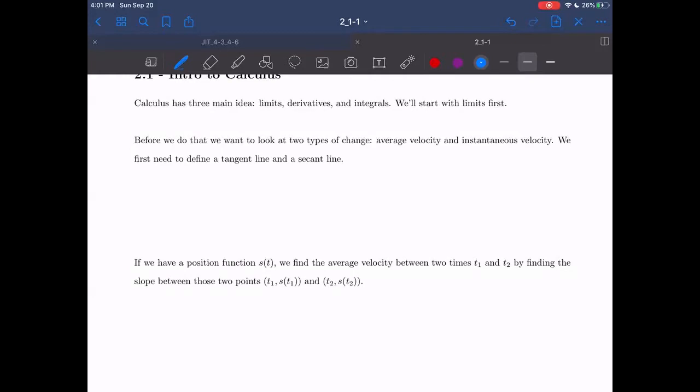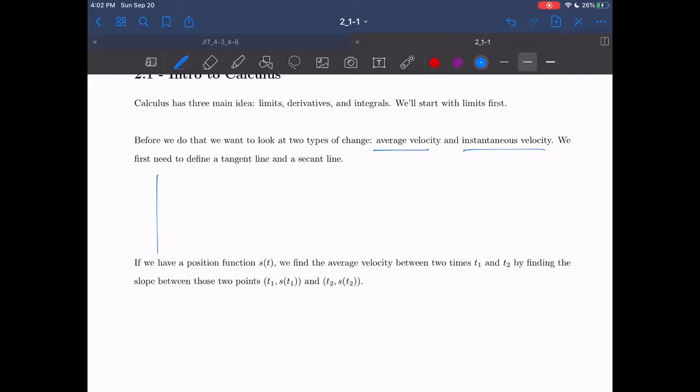All right, so we want to look at two types of change as we get into our limit definitions. We've got average velocity and instantaneous velocity. In order to define these, we're going to define two different lines.